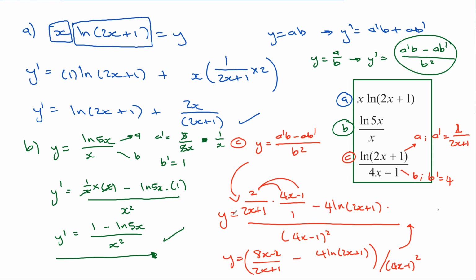So our final derivative, by the way, is given by multiplying 2x plus 1, or I could just bring the 2x plus 1 to the bottom, and I got 8x minus 2 minus 4 ln 2x plus 1 divided by 2x plus 1 multiplied by 4x minus 1 squared. Okay, and that would be the final answer.